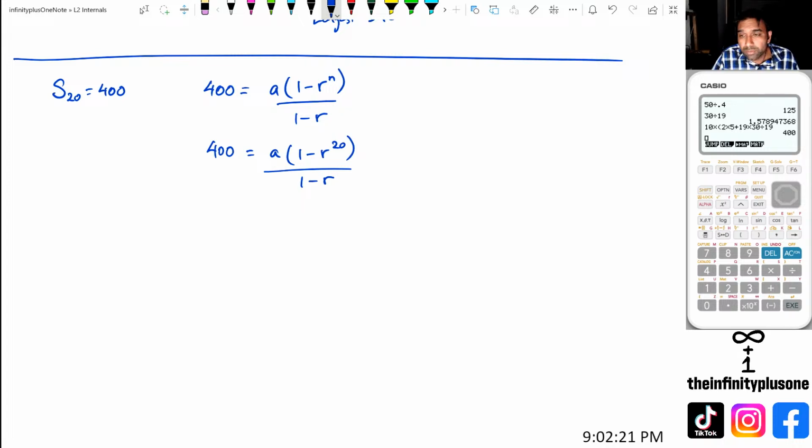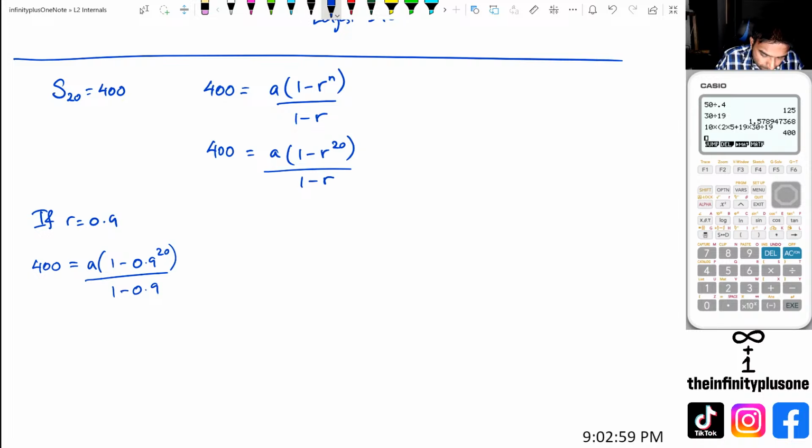Now, just like how I did in the previous question where I substituted A is equal to some number and then figured out R, in this one I would strongly recommend you not to substitute A and then figure out R, because that's going to be super crazy. I'd actually suggest you put R as a particular value and then figure out what the A value is. So in this case, let's say if R is equal to 0.9, then we're going to get 400 equals A times (1 minus 0.9 to the power of 20) divided by (1 minus 0.9).